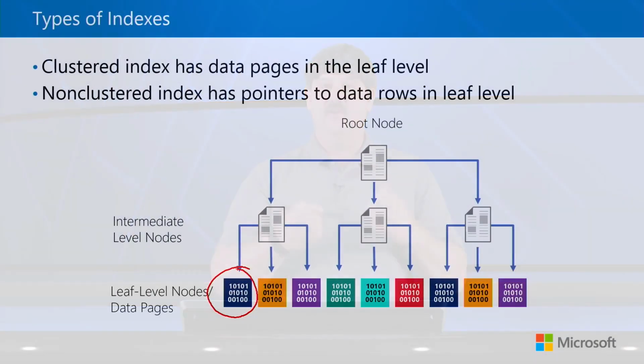So as mentioned previously, there are two types of indexes. The clustered index has data pages in the leaf level. So down at the bottom you have data pages down in the leaf level. So these are going to be your data pages, and they're going to have specific rows based on a specific range.